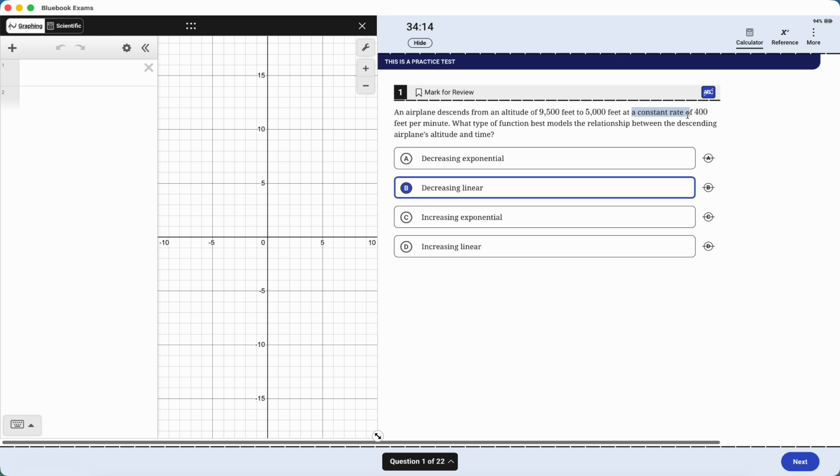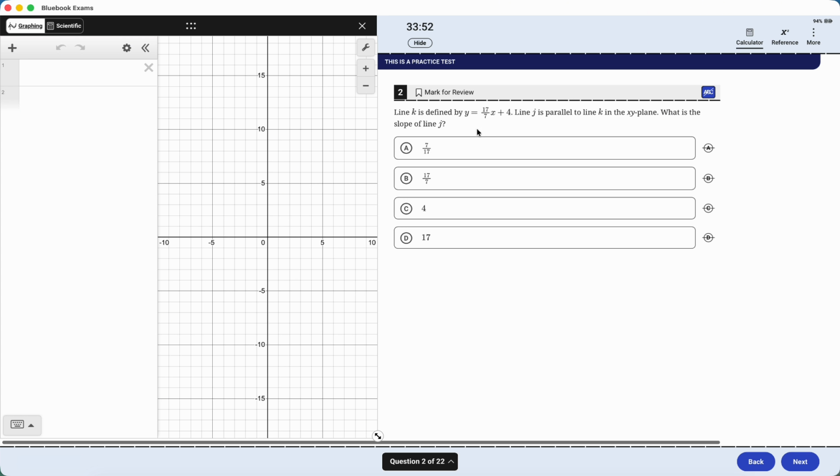Constant rate is a keyword for linear, right? So remember that. Exponential has to do with doubling, tripling. Those would be things that are exponential, and also percent increase or decrease, right? So if this said, decrease 10% every minute or whatever, that could be exponential. But here, yeah, constant rate means linear. That's it. Number 1 done.